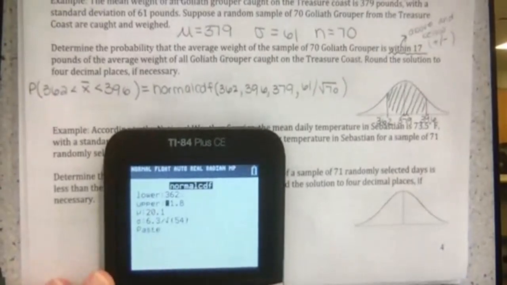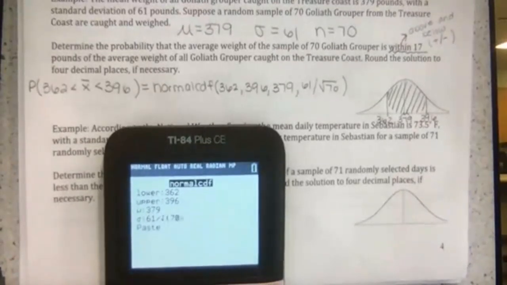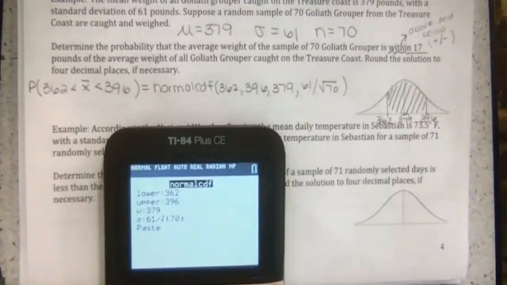Second bars, normal CDF. Lower limit's 362, upper limit's 396. Our mean is 379. Standard deviation is 61 over the square root of n, so this over the square root of 70.